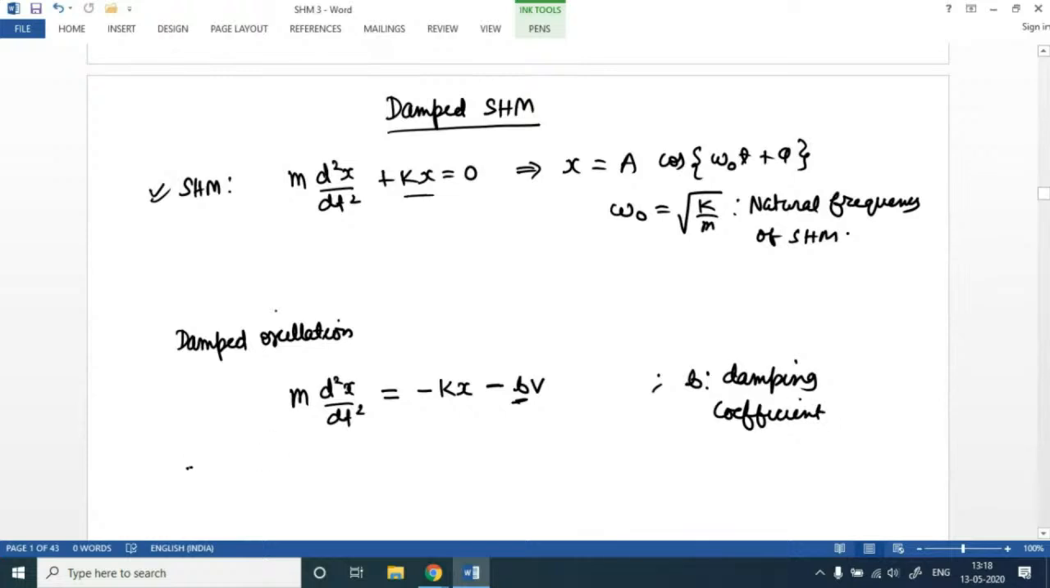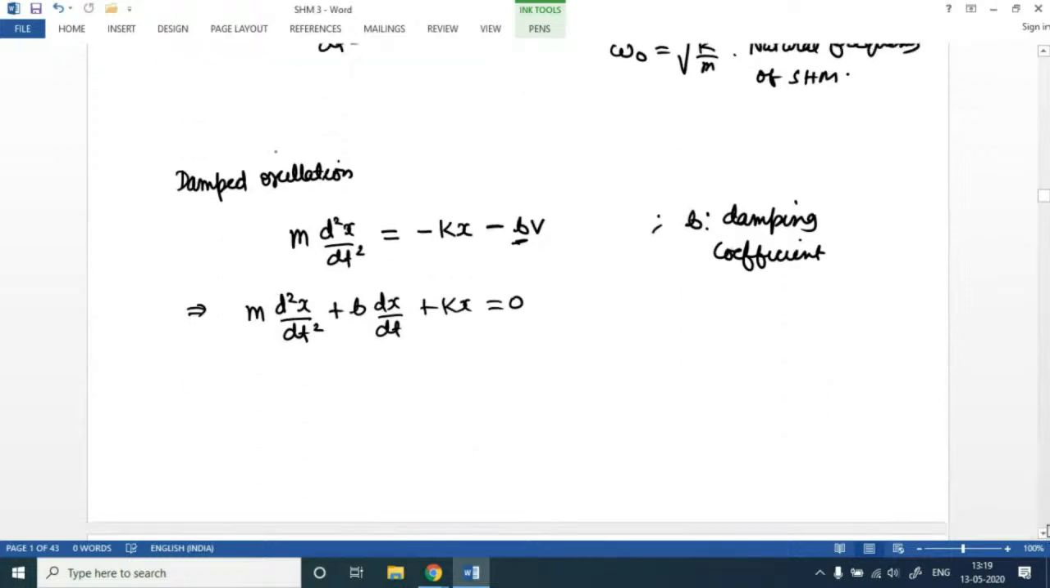So when we will be writing it as a differential equation of x and t, that would be m times d2x upon dt square plus b times v. So b times v is nothing but b dx by dt, and plus kx over here. So this would be the differential equation.